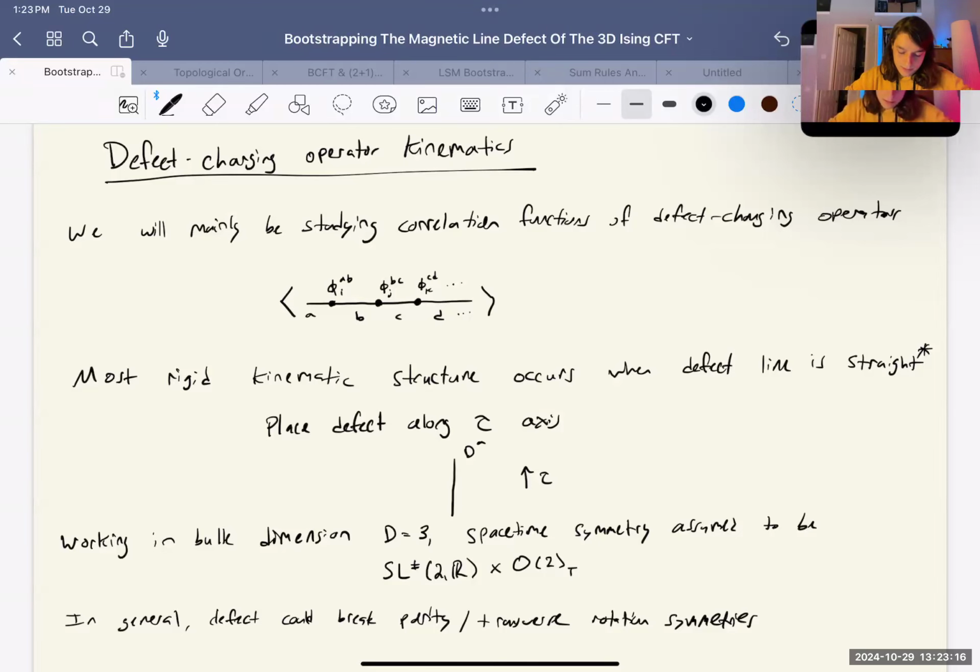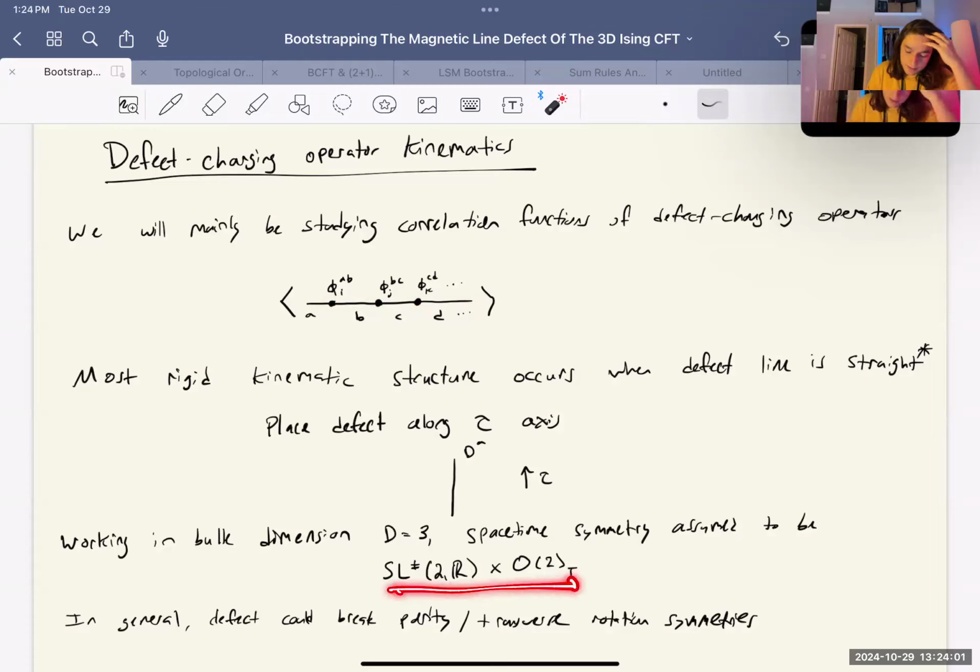And so what we're going to try to do now is build correlation functions out of these defect changing operators and use this SL2R symmetry to constrain the properties of these correlation functions and learn some things about these different kinds of defects in general, hopefully. So we can consider objects like this where we place different defect changing operators at different points, and we're going to want to use all this SL2R structure to understand the correlation function.